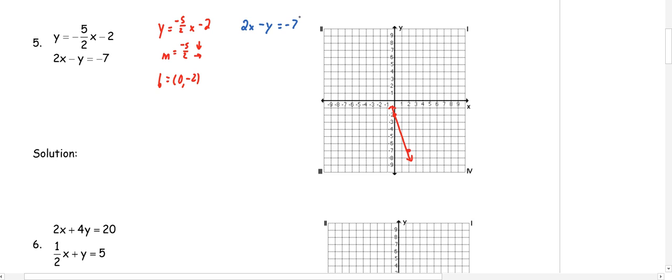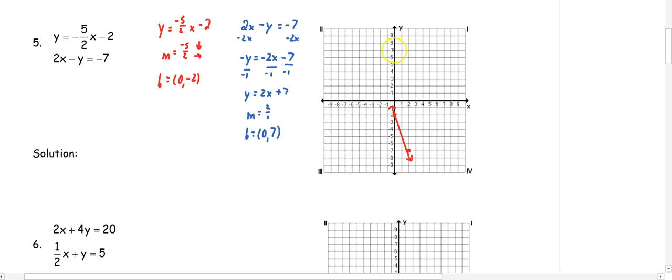So I need to solve for y. So the first thing I'm going to do is subtract 2x from both sides. So I get -y equals -2x minus 7. And I'm going to divide everything by -1. So y equals 2x plus 7. So in this case, my slope would be 2/1, and my b value would be 0, 7.